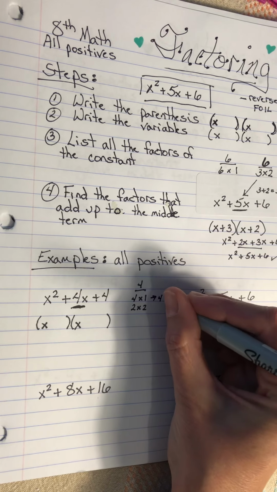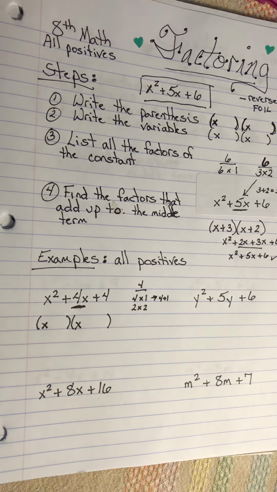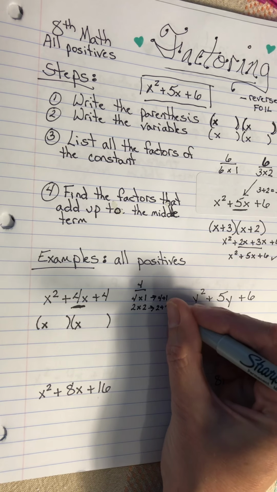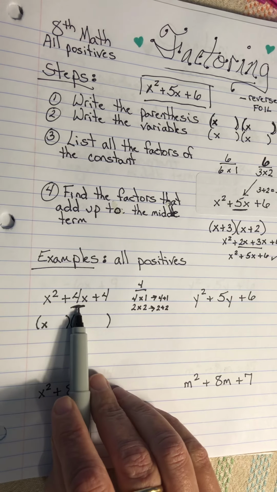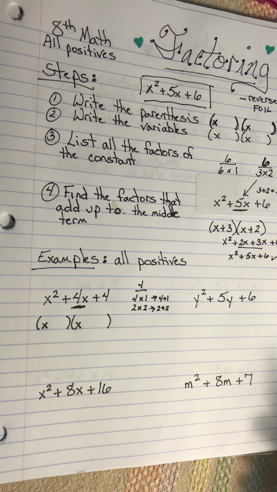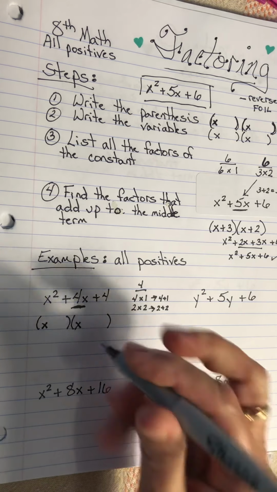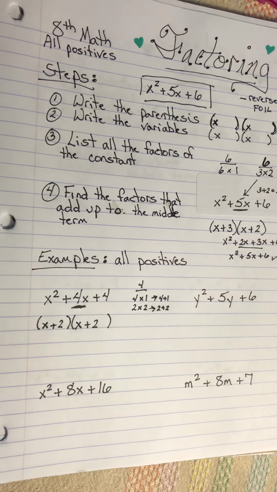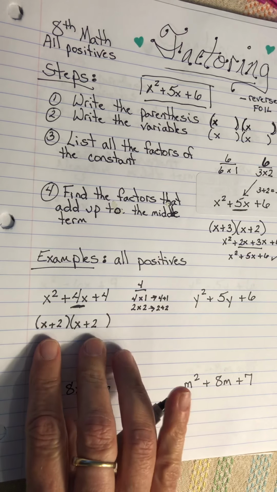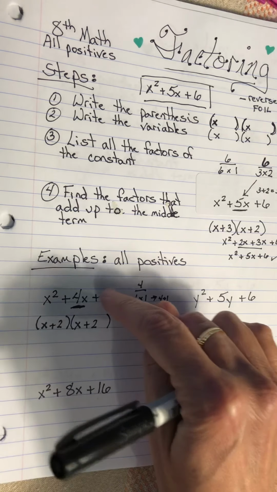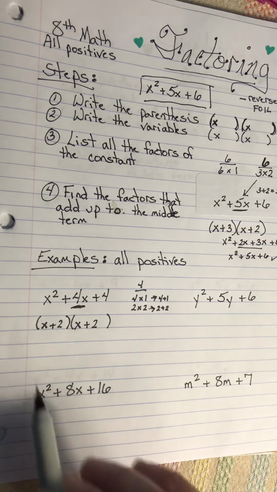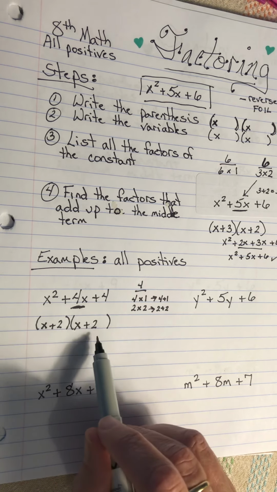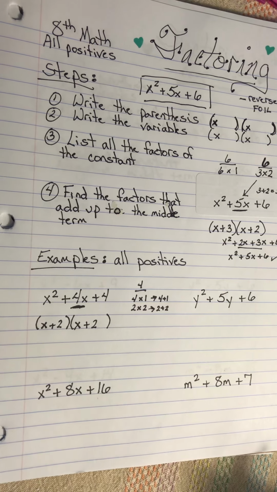If I do 4 plus 1, that's going to give me 5. That does not work. If I do 2 plus 2, yes, that's going to give me 4. That is what I want to use. So I'm going to take my 2 and 2. They're both positive. Place them in my parentheses, and this is the factored version of this problem. I would get x squared plus 2x plus 2x plus 4, which would give us this problem.